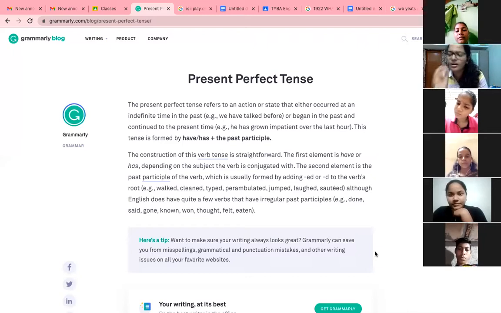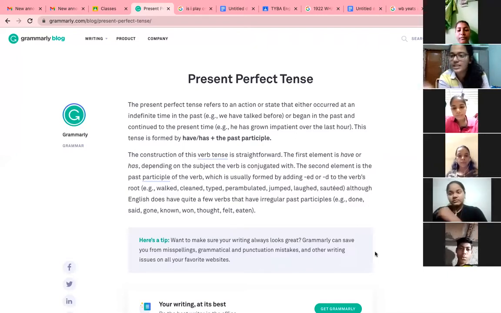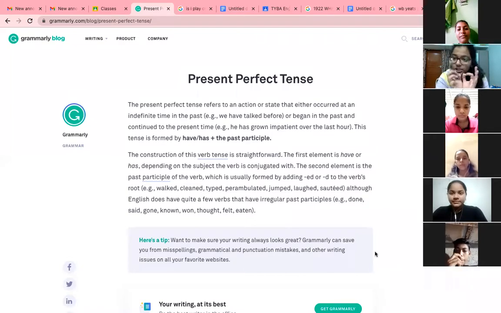What do you do if you want to convert a word into the past? You mostly add ed or d. So walked, cleaned, typed, perambulated is a huge word which is basically to just launch off something. Jumped, laughed, sauteed, which is what you do to vegetables. So you saute your bhindi when you make bhindi ki sabji. So we will add ed or d to make it a past participle. Now verb, doing words, adding ed, past participle.